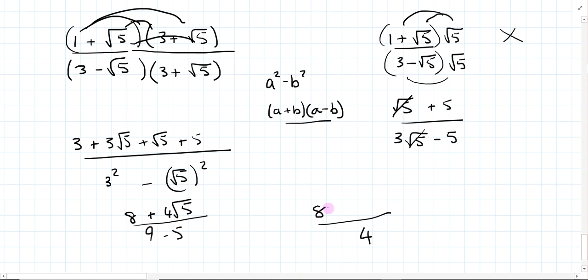Now you'll notice that if you have 8 plus 4 root 5, you can now divide that by 4 and end up with just 2 plus root 5. Because I've got a factor of 4 in both terms on top, I can divide by the 4. I'm left with 2 plus root 5.